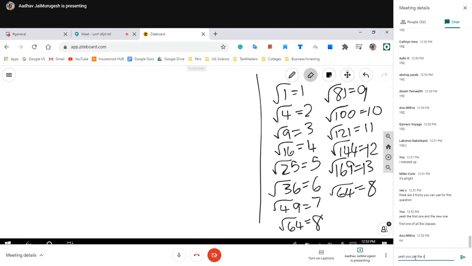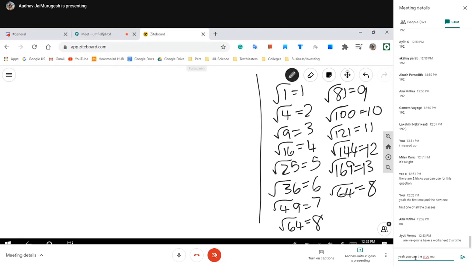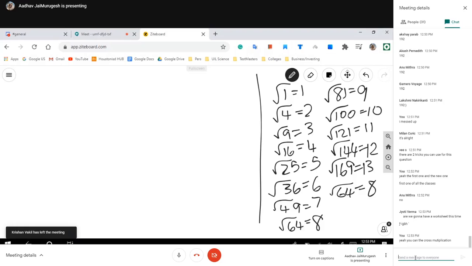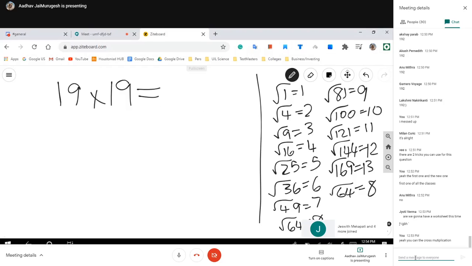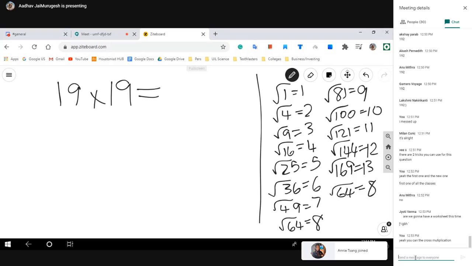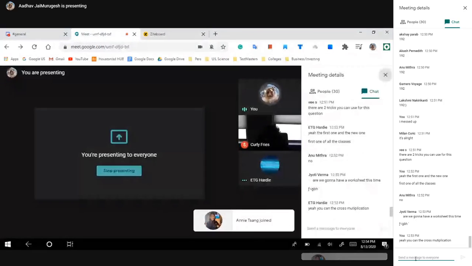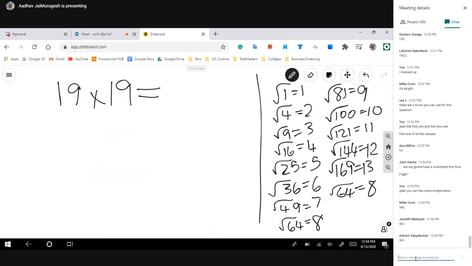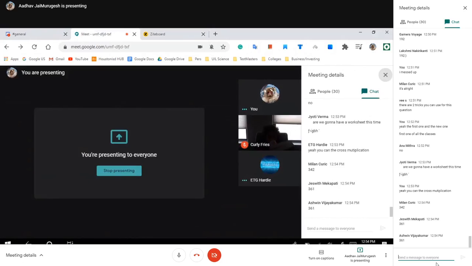So we're gonna go on to our last practice problem. This is gonna be the hardest problem you're going to encounter while doing this trick. 19 times 19 is the highest number you can get, and it's really easy. Please put your answers in the chat. I'm gonna give you guys around 1 to 2 minutes on this.